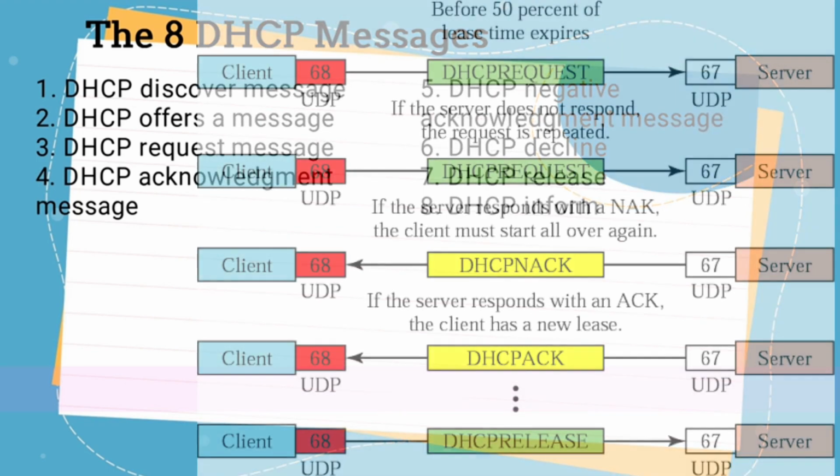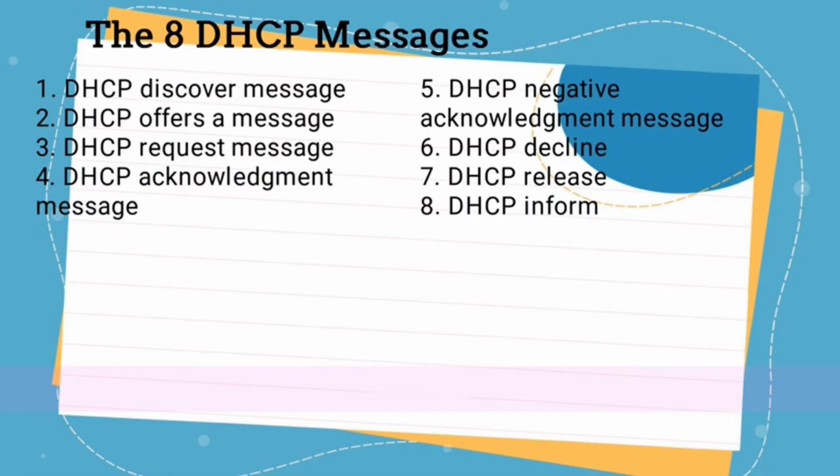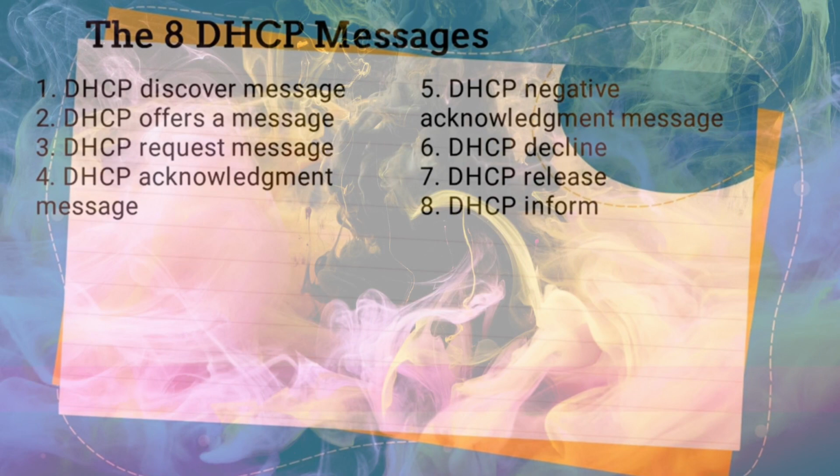DHCP decline. If the DHCP client determines the offered configuration parameters are different or invalid, it sends a DHCP decline message to the server. When there is a reply to the gratuitous ARP by any host, the client sends a DHCP decline message to the server showing the offered IP address is already in use. DHCP release. A DHCP client sends a DHCP release packet to the server to release the IP address and cancel any remaining lease time.